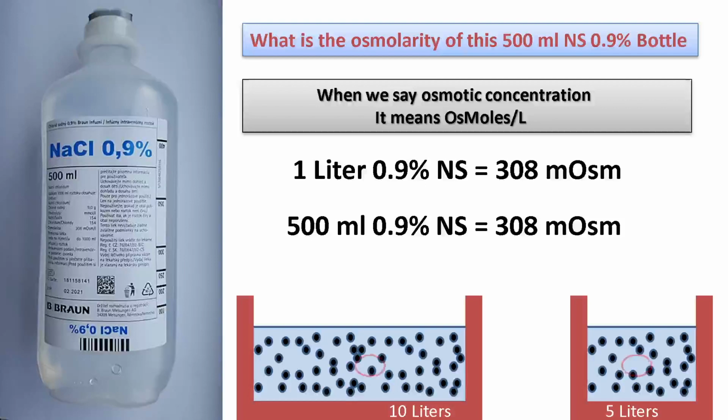Remember, 500 milliliters of normal saline will have the same concentration as 1 liter because concentration is a measure of a specific unit. When we say osmotic concentration, it means osmoles per liter or per kg. So, even 200 ml of normal saline will have the same osmotic concentration as 5 liters of normal saline 0.9%.